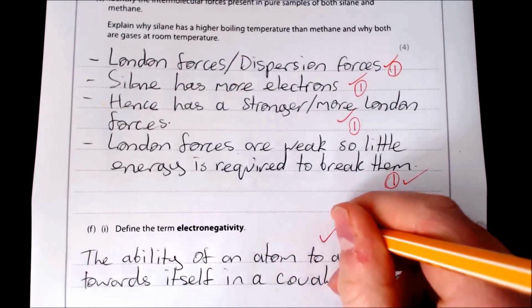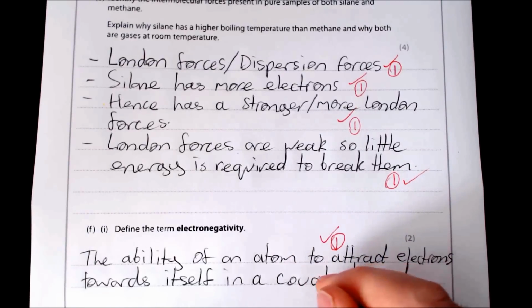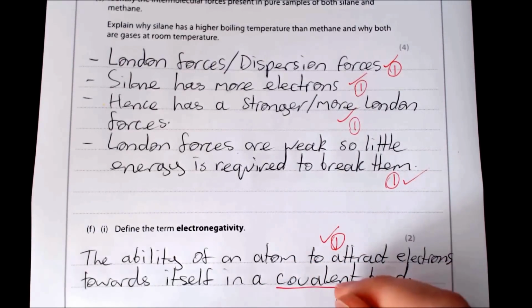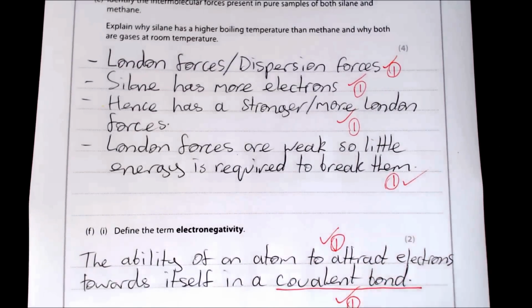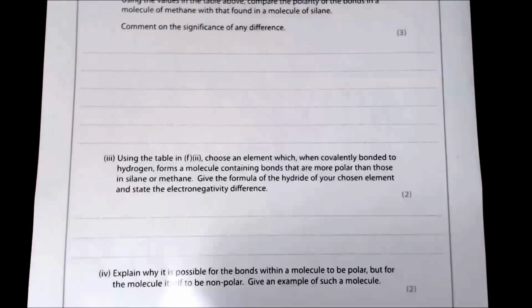So the 2 marks coming here is you need to mention or emphasize the ability of an atom to attract the electrons. So that gets the first mark. And the second mark is you must include this bit, in a covalent bond. That's where electronegativity only occurs if there's a covalent bond there. If we don't have a covalent bond, we are not talking about electronegativity. So that is a really important point. Okay, right. And then on to the last page.